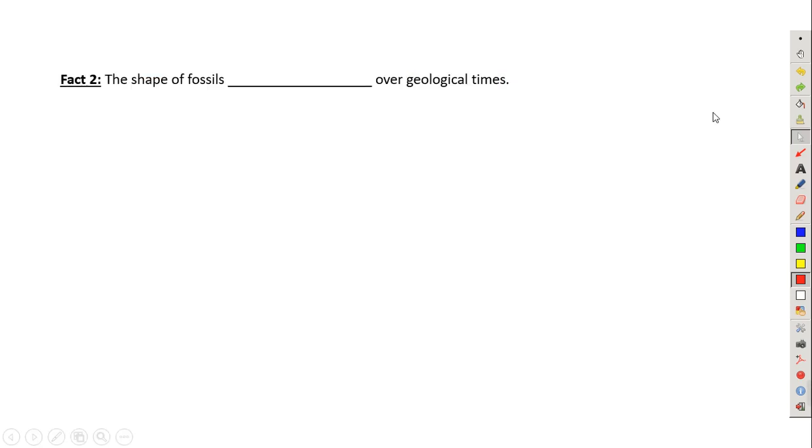This is fact number 2. You can complete in your booklets: the shape of fossils changes over geological times. This is some of the key elements behind the observations which led to the theories on transformism.